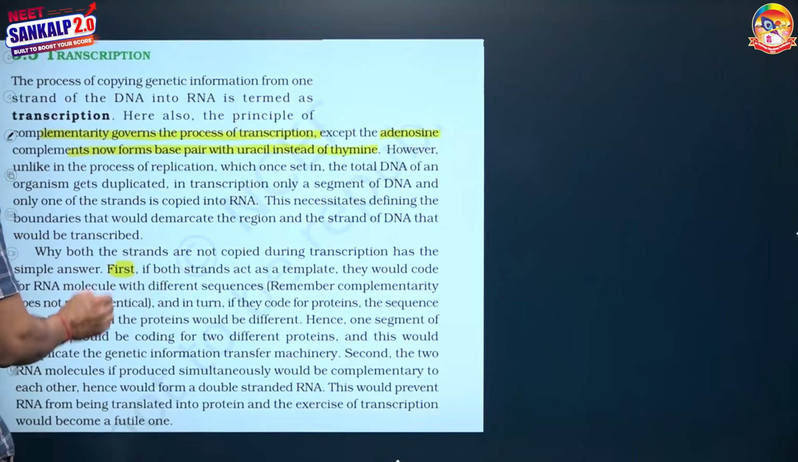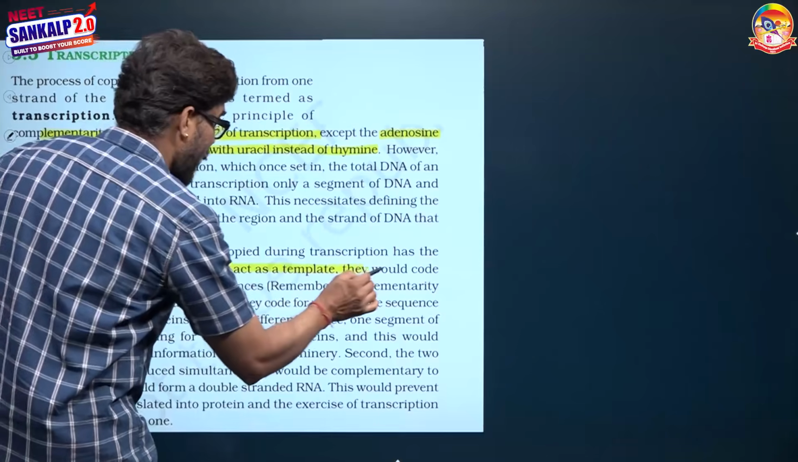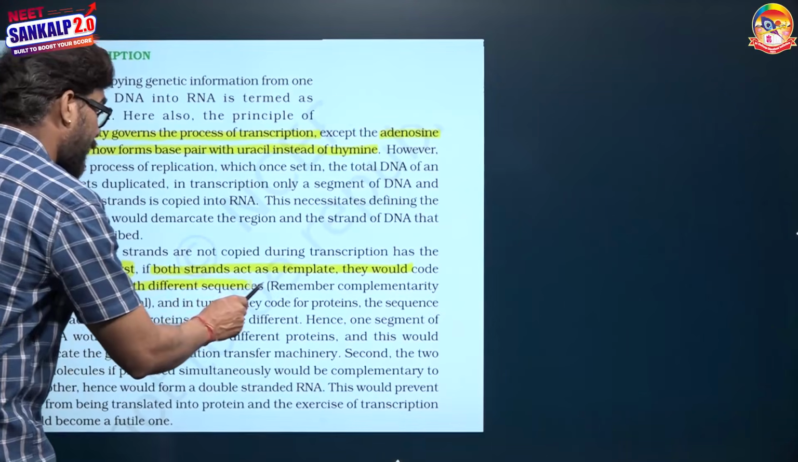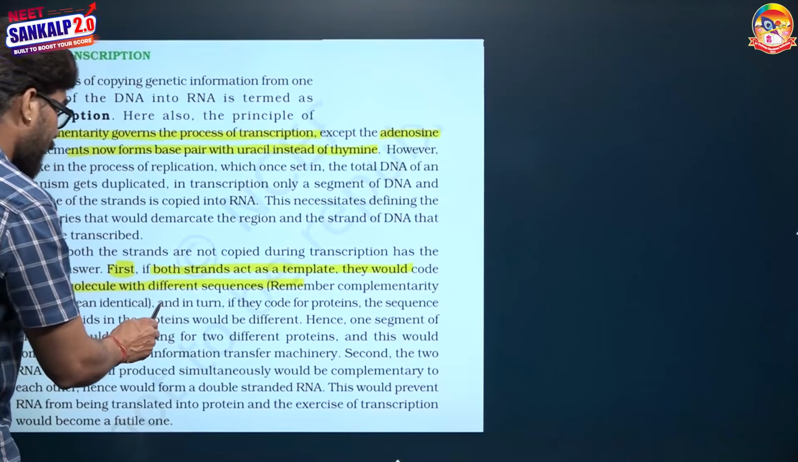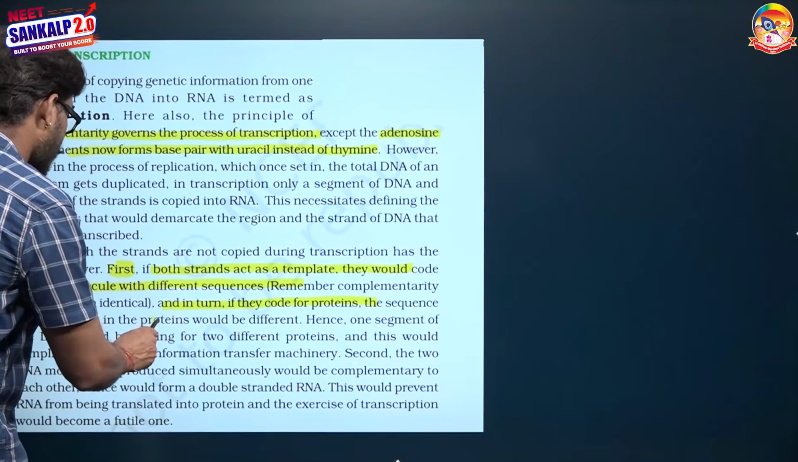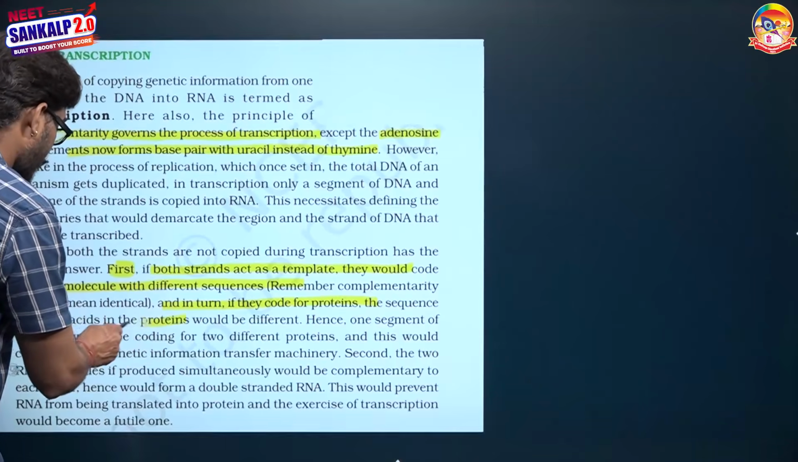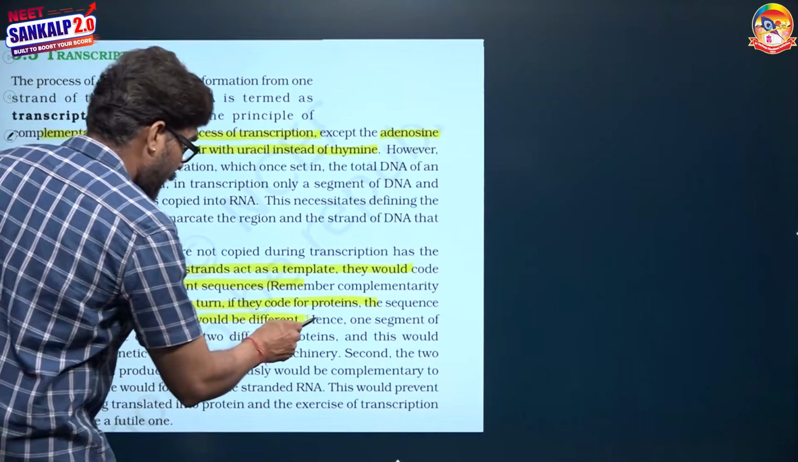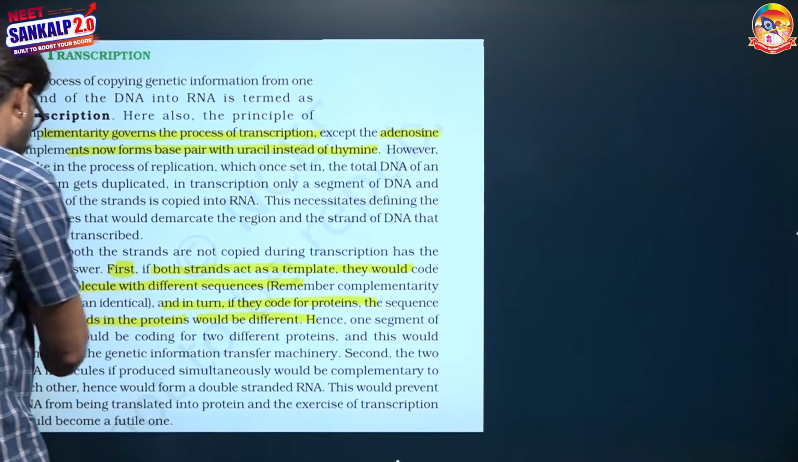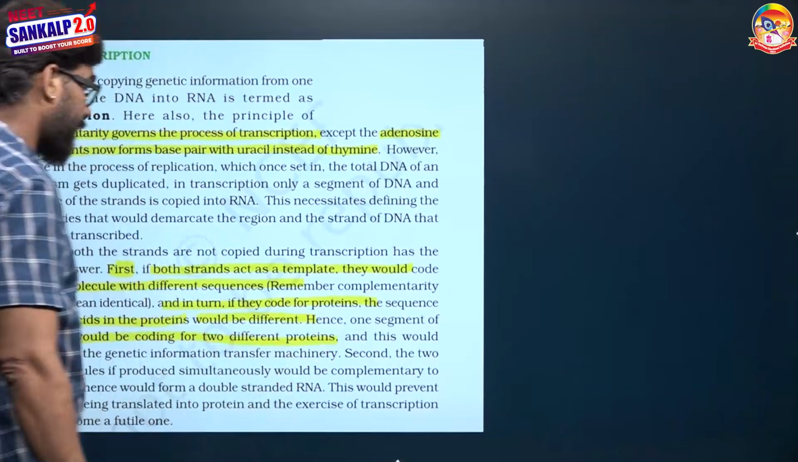Reason number 1. If both strands acted as a template during transcription, RNA molecules with different sequences would arise. In turn, if they code for protein, the amino acids in the protein would be different. Hence, the segment of DNA would be coding for two different proteins. It would complicate the process.